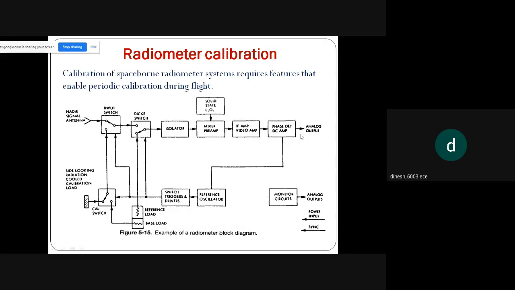Then we have the monitoring stations. So this is an example of a radiometer that is used for calibration. This is how we calibrate. If there is any fault, we have a calibrating switch that triggers the appropriate input switches and the Dicke switches by using a reference oscillator and the reference loads.